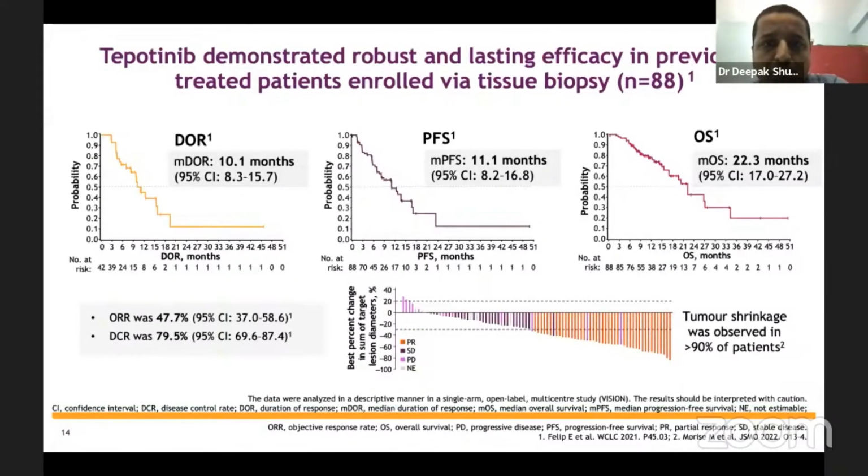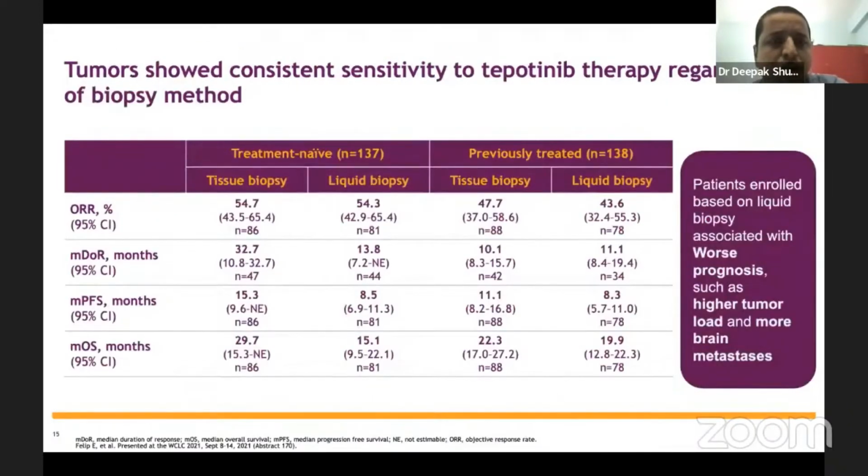The patients who were enrolled in this trial who were previously treated also derived a numerically slightly lower benefit, with a response rate of close to 50% and a disease control rate of 80%. And also in this previously treated population, greater than 90% of patients had tumor shrinkage. The duration of response was 10.1 months. The median PFS was 11.1 months. The overall survival was 22.3 months.